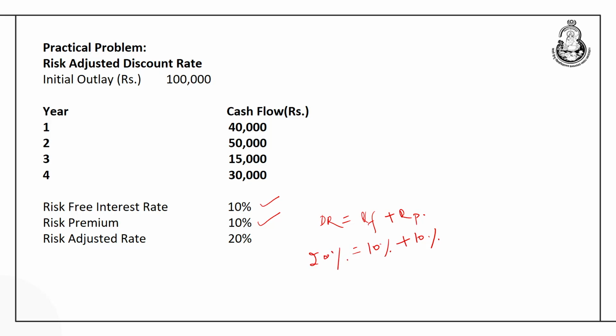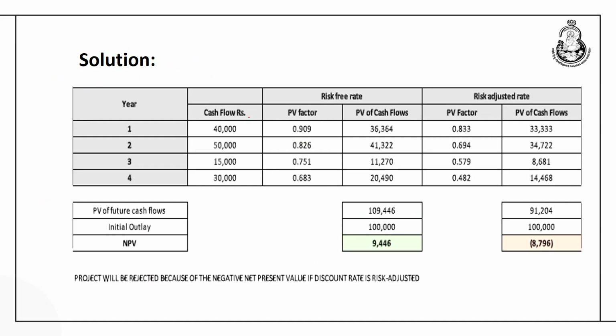So, this project would not be using a discount rate of 10%, rather it will be using a discount rate which reflects the additional risk associated with the project. So, an additional risk premium of 10% would be added to the risk free interest rate, making the discount rate 20%. I hope this is clear how exactly the discount rate is found out, and it is by adding up the risk free interest rate and the risk premium.